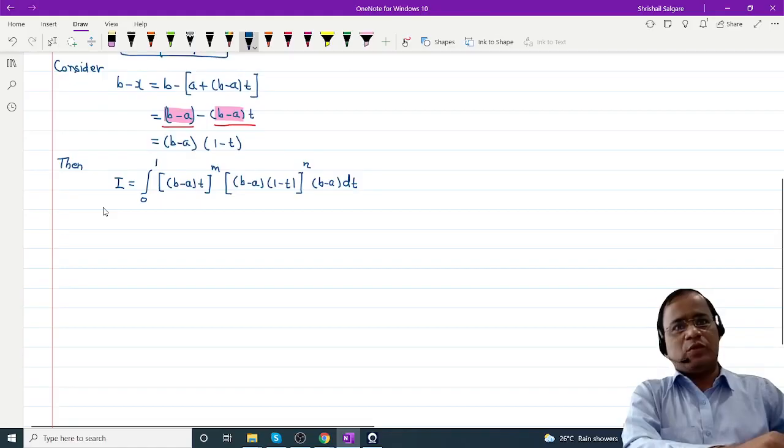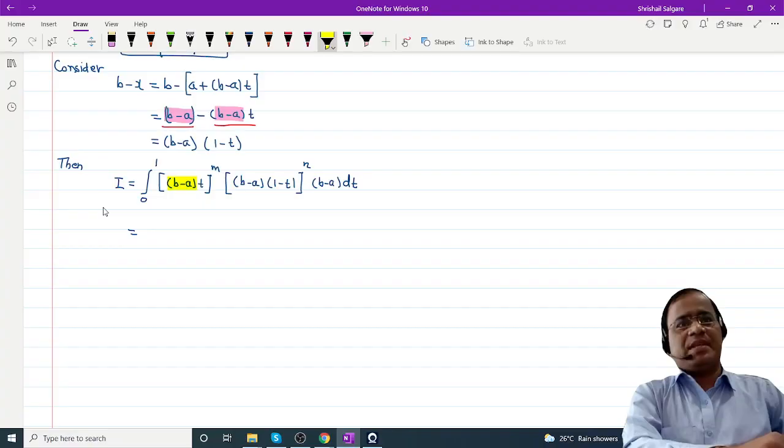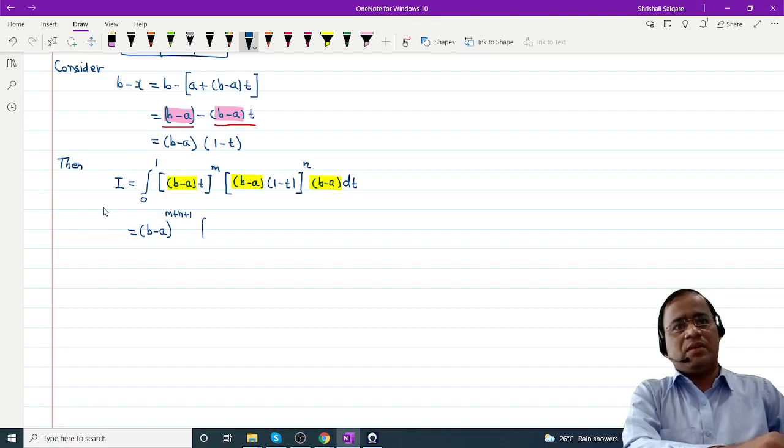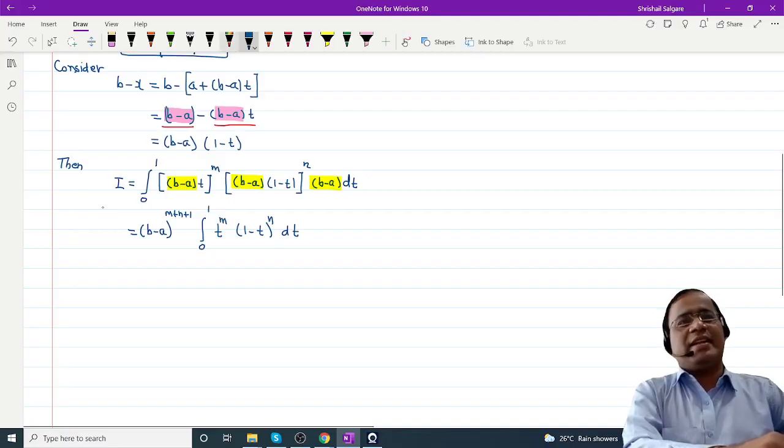Now what is the next simplification? I don't need the upper steps, so I will scroll down. This b minus a, this b minus a, and this b minus a is a constant term, and by the linearity property I will take that term outside the integral. Can anyone tell what will be the power? b minus a raised to m plus n plus 1. The remaining integral is from 0 to 1 of t raised to m into 1 minus t raised to n dt. I think this second integral defines a beta.